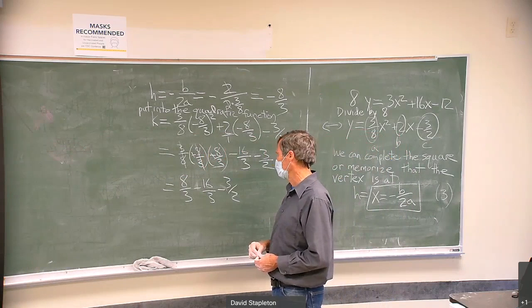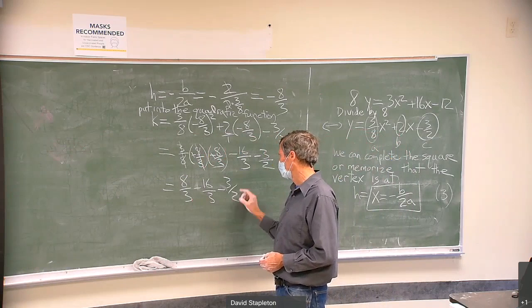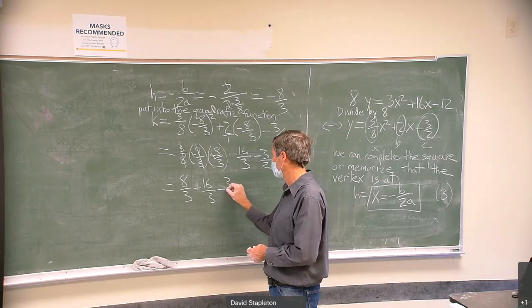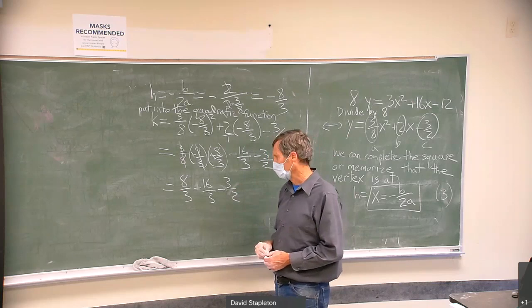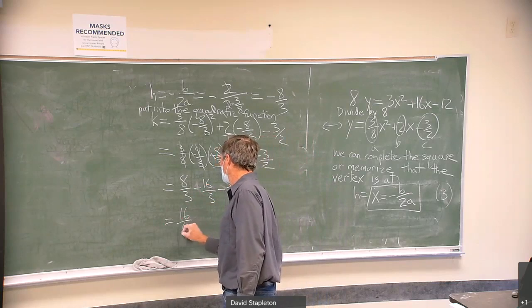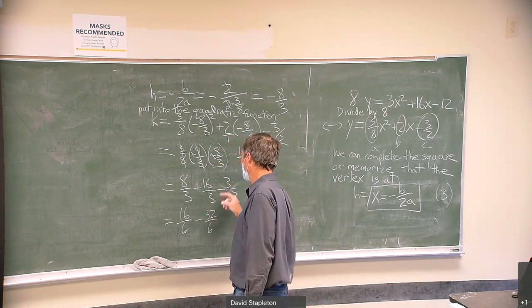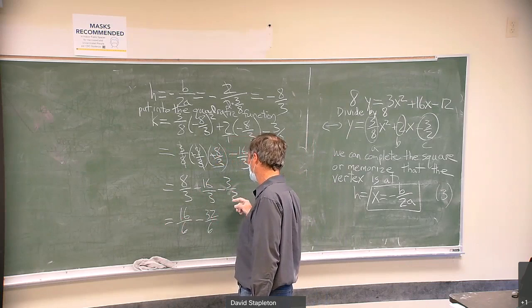I put them over a common denominator, right? The least common multiple of 3 and 2. What is the smallest number that 3 and 2, the two denominators I see here, go into? 6, yeah. So I'll multiply this one top and bottom and get 16/6, this one top and bottom by 2 to get 32/6, and this one top and bottom by 3 to get 9/6. Now they're all over 6.